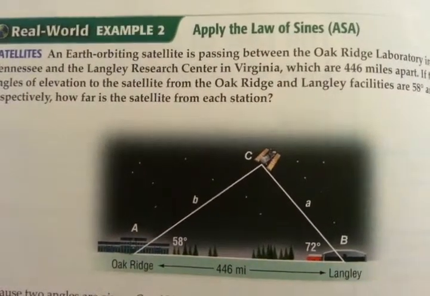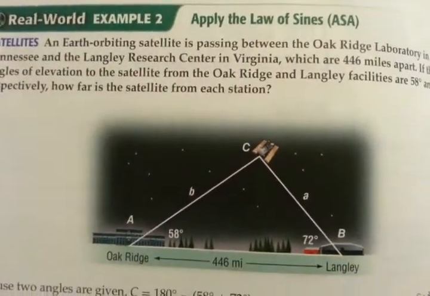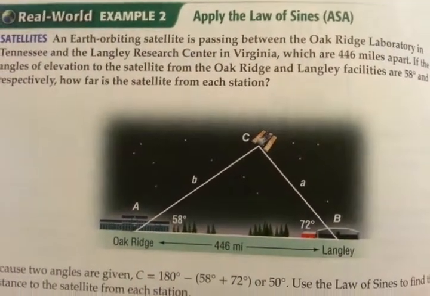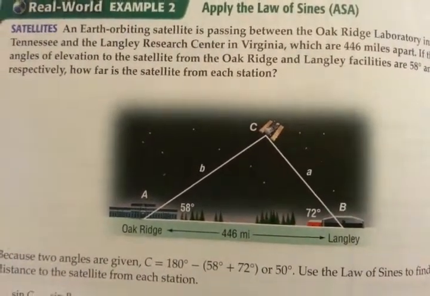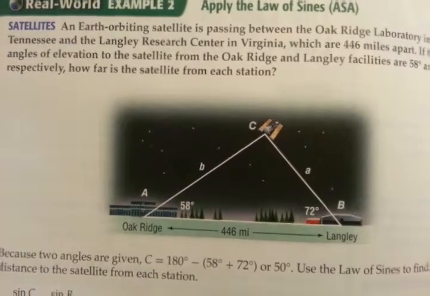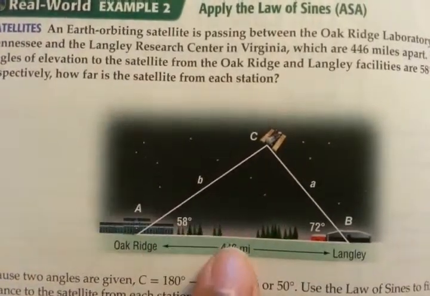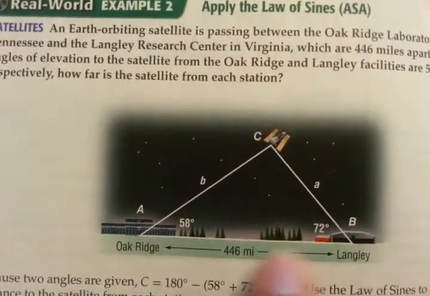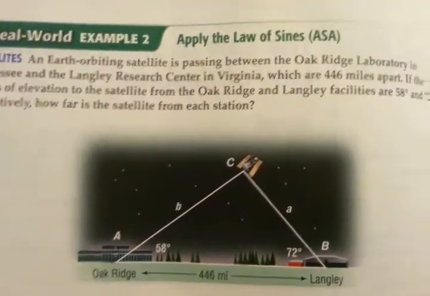So we have a real world example here. It says that we have an Earth orbiting satellite and it's passing between the Oak Ridge Laboratory in Tennessee and the Langley Research Center in Virginia, and they are 446 miles apart. So you have one lab here and the other one's over here, 446 miles between them.